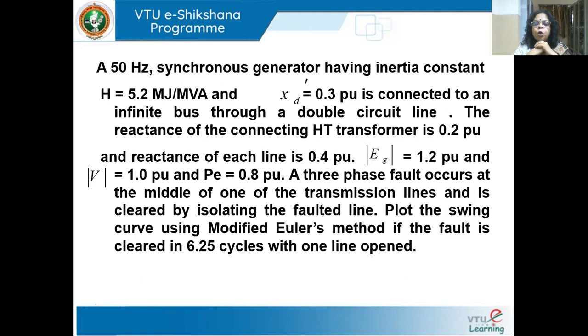So what all do you have to do when you have a problem like this? First, determine the pre-fault, post-fault, and during-fault impedances. Pmax1, Pmax2, Pmax3, you need. Because when I solve the swing curve, I need Pmax, so I should use the relevant Pmax. That's the first thing. Then you need the initial value of delta. That's all. With this, you can solve. So we will see how we can do it.